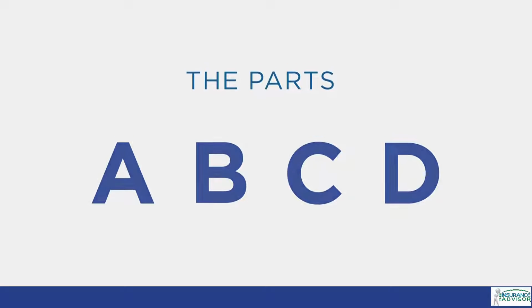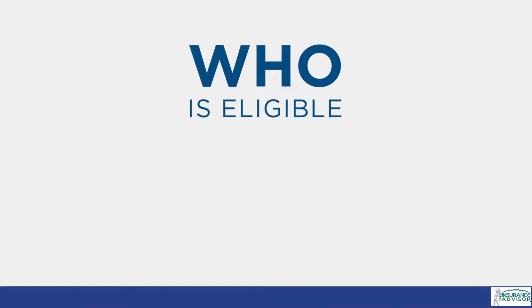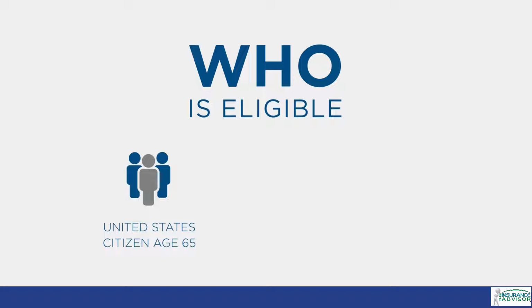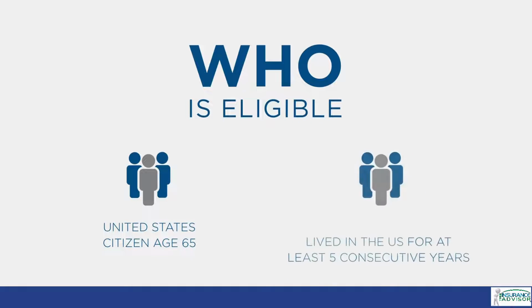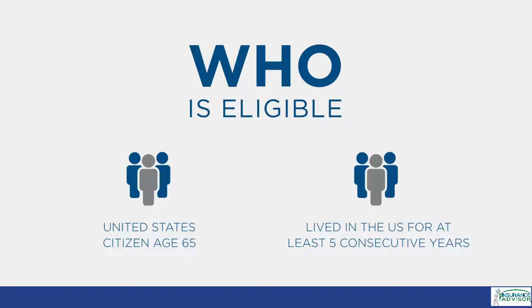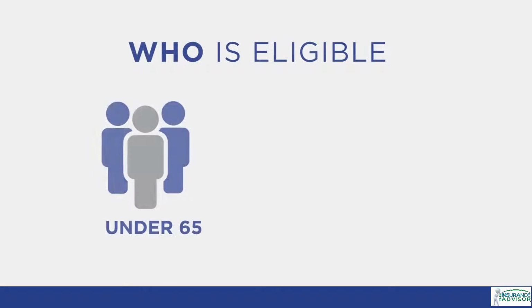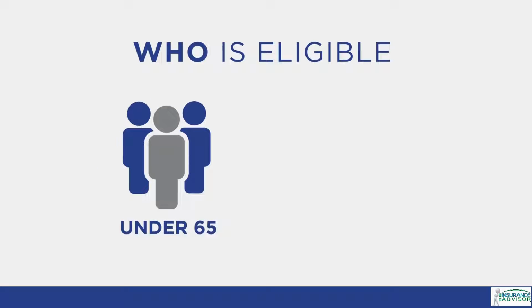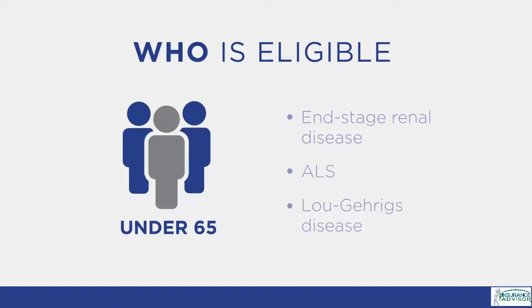But what about the who, as in who is eligible? Any United States citizen age 65 or older is eligible for Medicare, as are legal residents of the same age who have lived in the U.S. for at least 5 consecutive years. Citizens and legal residents younger than 65 are also eligible with a qualifying disability, or any person of any age with a diagnosis of end-stage renal disease or ALS, Lou Gehrig's disease. Chances are you meet the criteria for Medicare coverage.